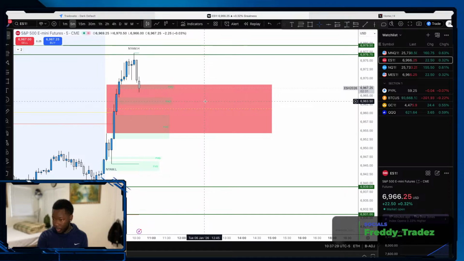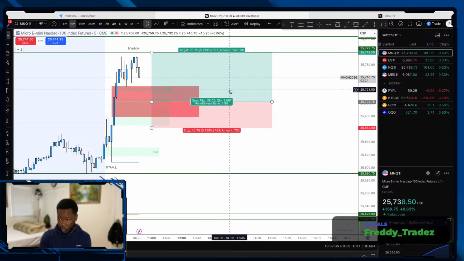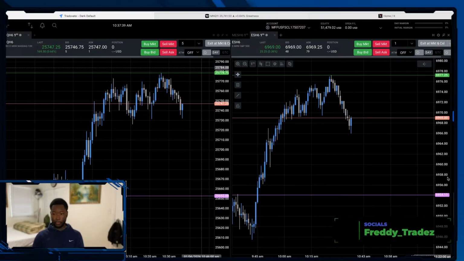What's this? 63.5. Yeah, see if we can get a little bit lower for a re-entry.